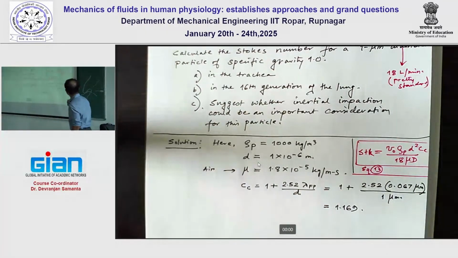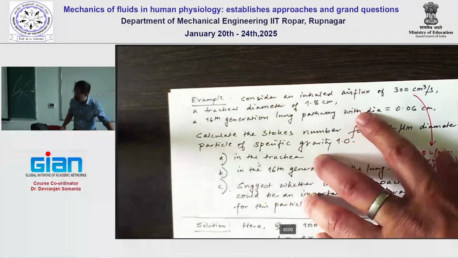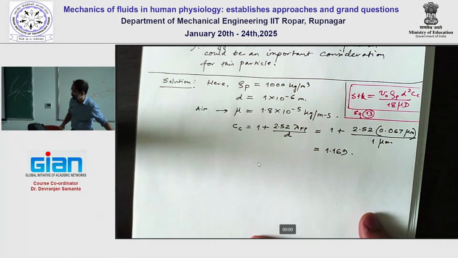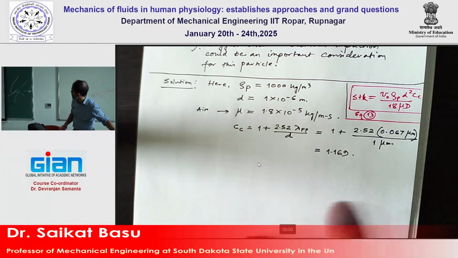Now what else do we need to use that formulation? We have the rho p, we have d, we have Cc, we have mu. We have this capital D as well, right? Because those are the numbers that are given to us in terms of the generation diameters. What we don't have is the U naught. What is the characteristic speed of the flow through each of those regions?